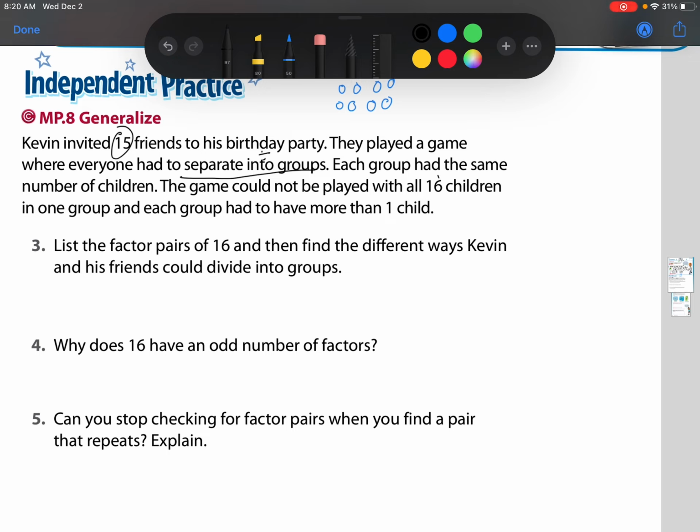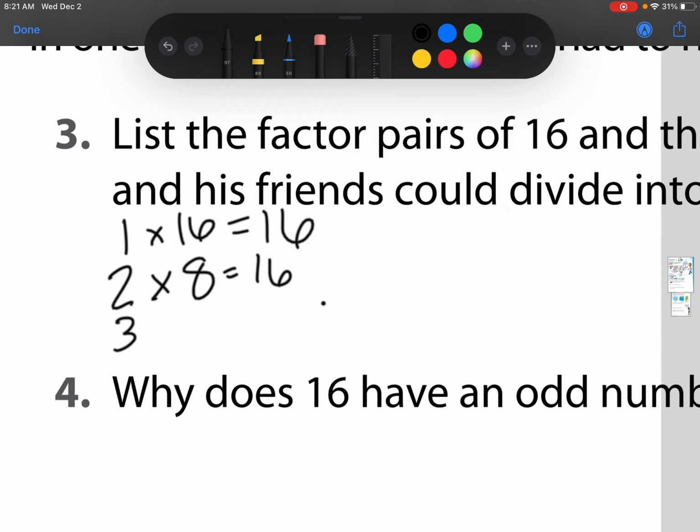And each group had to have more than one kid. So we can't have all 16 together, and we have to have more than one kid. So our first thing says list the factor pairs of 16, and then the different ways that we can organize it. Well, we start with 1 times 16, because that equals 16. Then we go to our next number after 1 is 2. 2 times 8, and I'll zoom in for us, which equals 16. What about 3? Well, 3 times nothing equals 16, so 3 is not a factor. Then we go to 4. 4 times 4 equals 16.